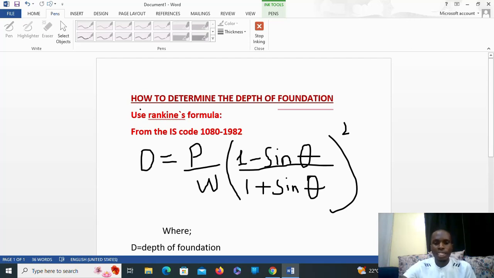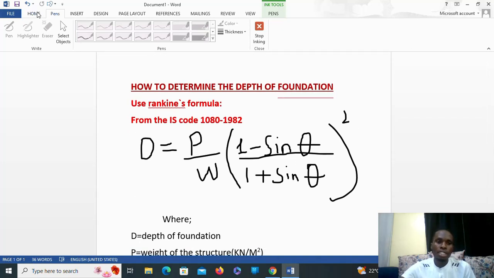We have a man named Rankin, and Rankin introduced a formula, and you can find more about Rankin in the International Standard Code from 1080 to 1982. Rankin stated the minimum foundation depth as 1 meter. And he gave us this formula to determine the depth D: D equals P divided by W, times the bracket 1 minus sine theta divided by 1 plus sine theta, close the bracket, and then you square it, where D is the depth.